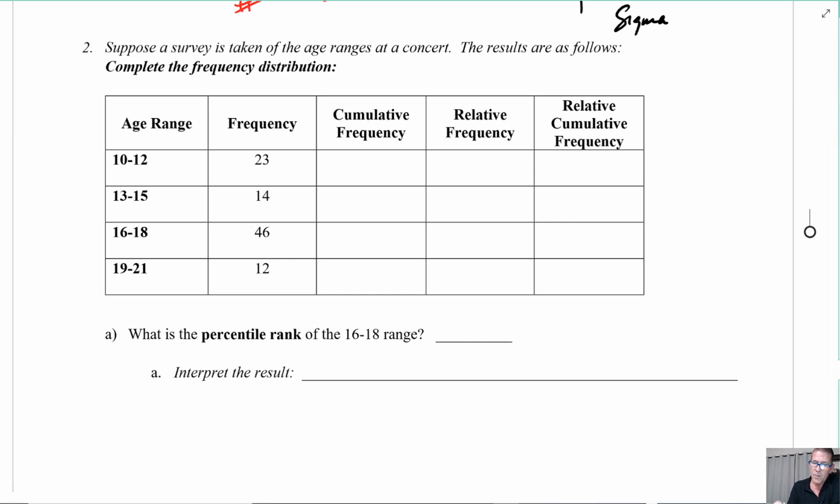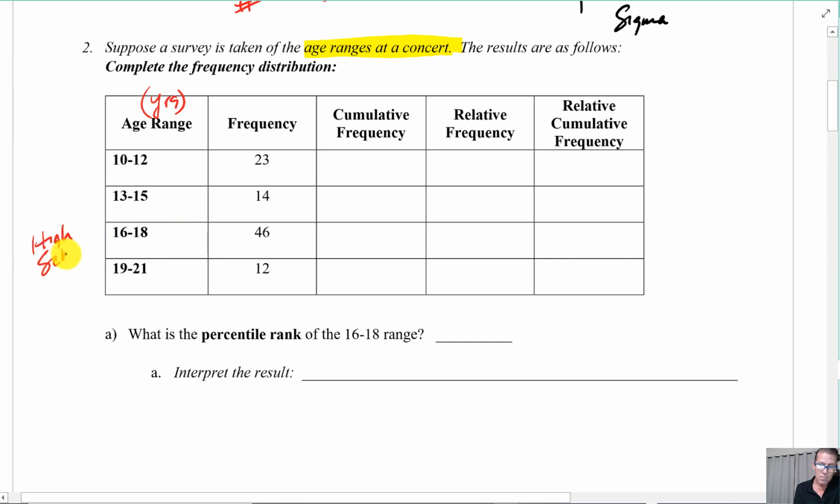Okay, on the next one here, what we're going to do is calculate the cumulative frequency first, but let's read the problem. So suppose a survey is taken of the age ranges. Okay, so these are age ranges at a concert. All right, and the following frequencies follow here. So 23 people were in the age range 10 to 12, so quite a few young people there. 14 people were between 13 and 15 years old. This is in years. 46 people were between 16 and 18, so mostly high school.